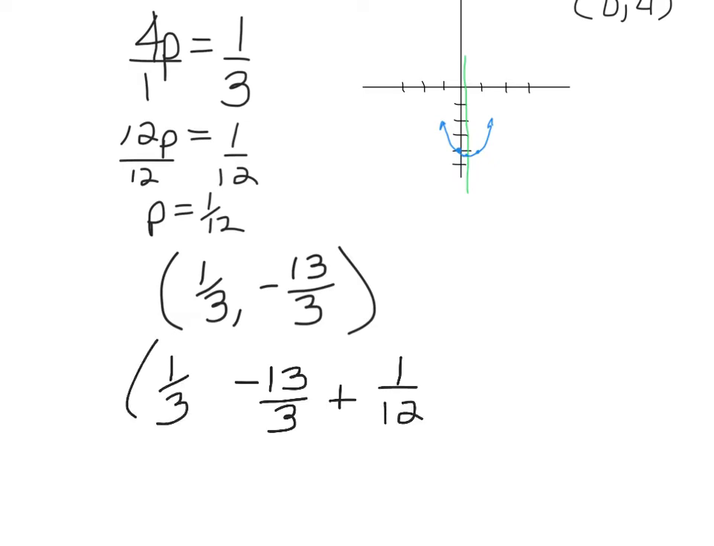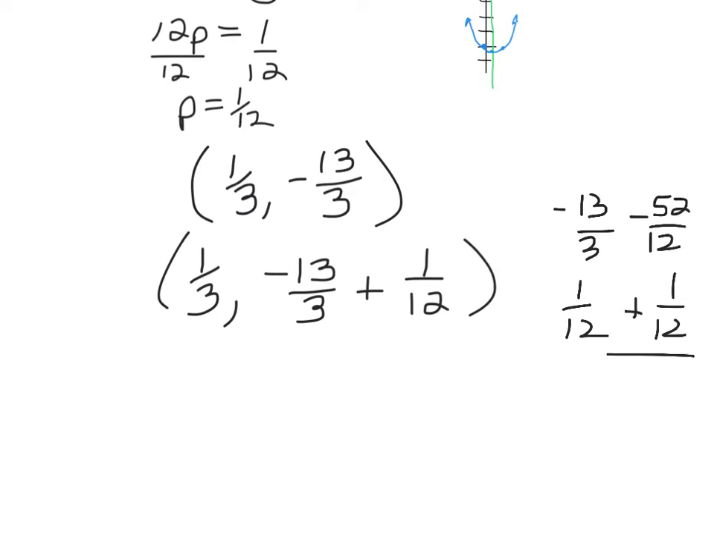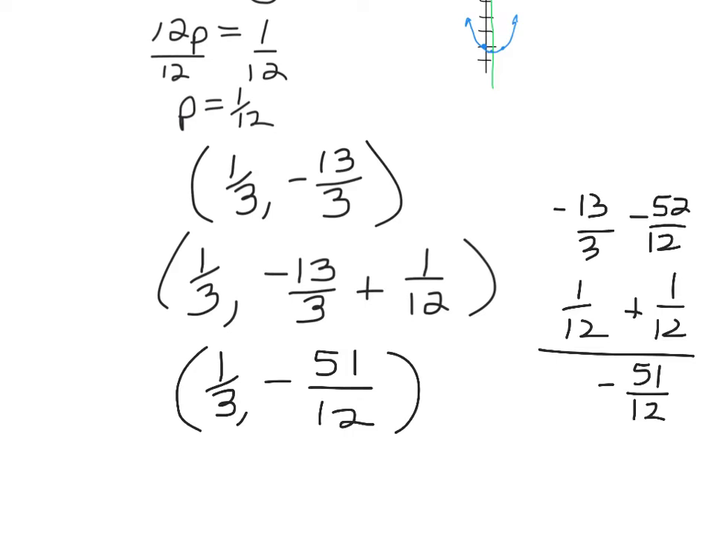So, because right now, this is what we're going to be getting. Common denominator here, it's going to be 12. So this one's okay. This one I'm going to times 13 by 4, and I get 52. So -52/12 plus 1/12 is -51/12. So my focus point is positive 1/3 and then -51/12.